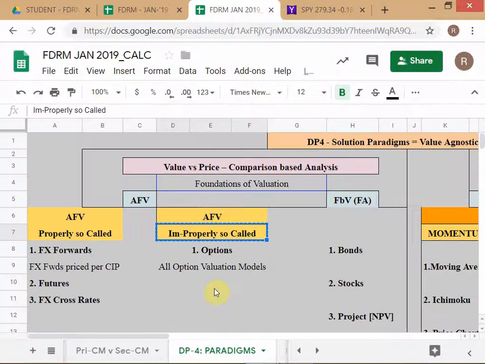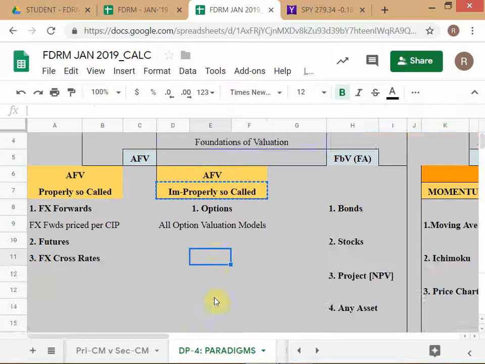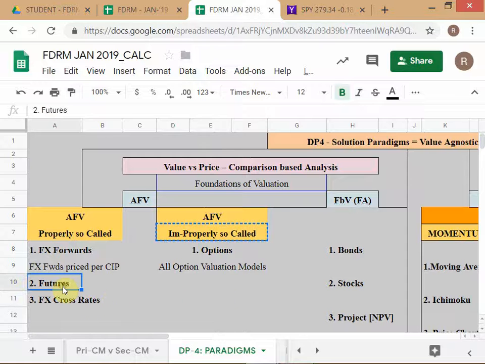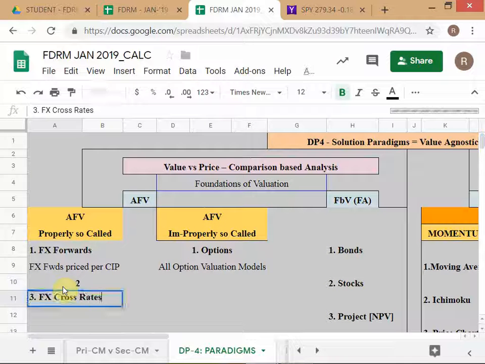Now you notice that here what I've done is I'm going to remove futures from here. There is a little bit of very marginal risk in futures, so we should not use futures. I'm just going to use FX cross rates. These are the pure examples of CRA.